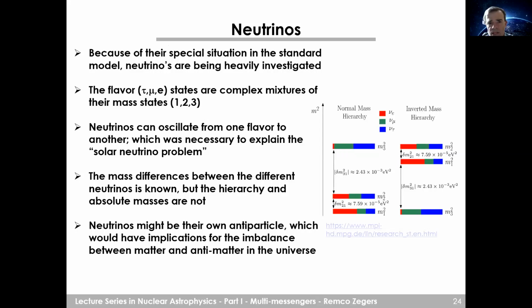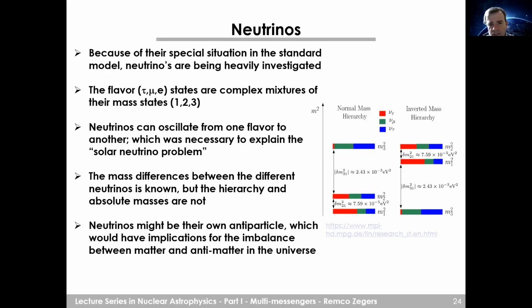So neutrinos are heavily investigated because of the special situation in the standard model. And neutrinos are very complicated. They come in 3 flavors, tau, mu, and electron. And they're complex mixtures of their mass eigenstates. And so this makes them very difficult to study. And because of these mixtures, neutrinos can oscillate from one flavor to another. And this is necessary to explain the solar neutrino problem, which I will just mention in the next slide.